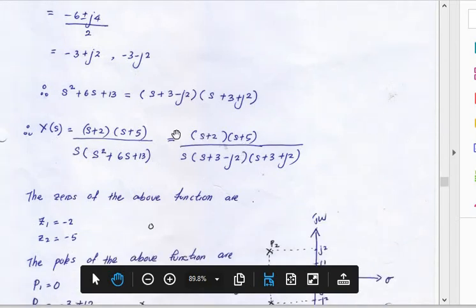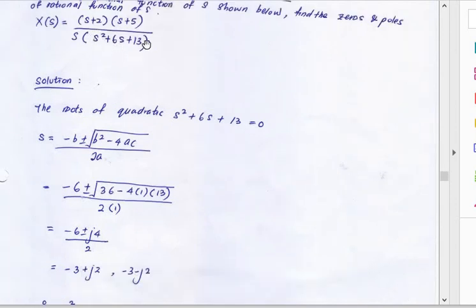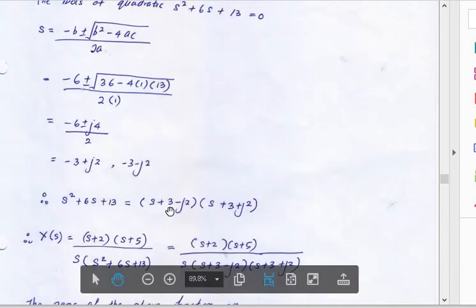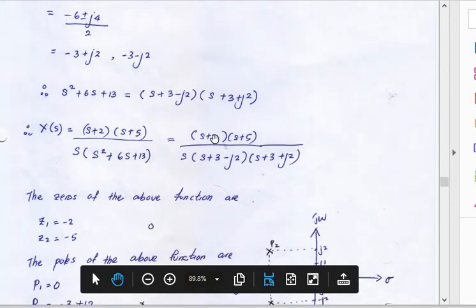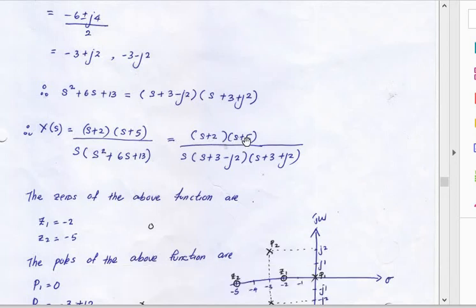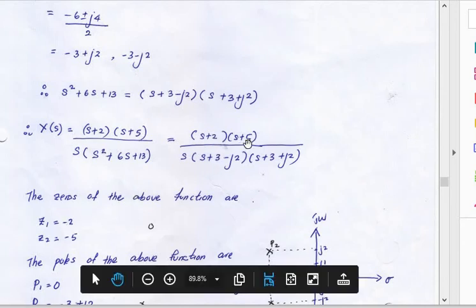So you have these two s values, and we can substitute them in here. Just now you found the roots of the quadratic for this part, so now you have factorized it into complex numbers. From here you have the zeros and poles: s plus 2, s plus 5. The numerator is for zeros and the denominator is for poles. So s plus 2 gives s equal to negative 2. So Z1 is negative 2 and Z2 is negative 5.